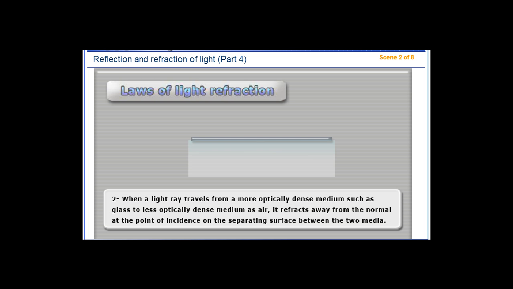2. When a light ray travels from a more optically dense medium, such as glass, to a less optically dense medium, such as air, it refracts away from the normal at the point of incidence on the separating surface between the two media.